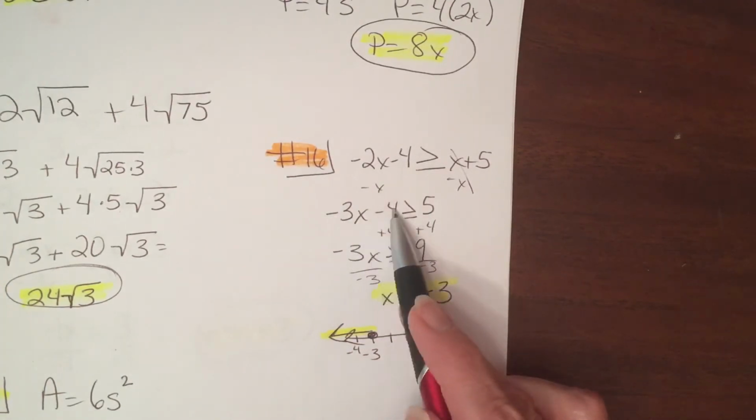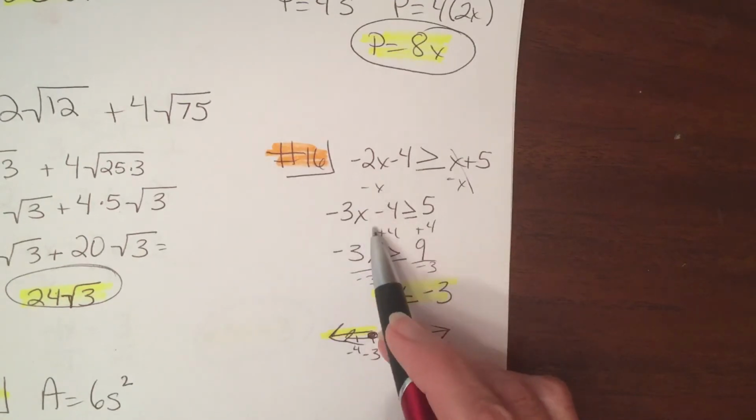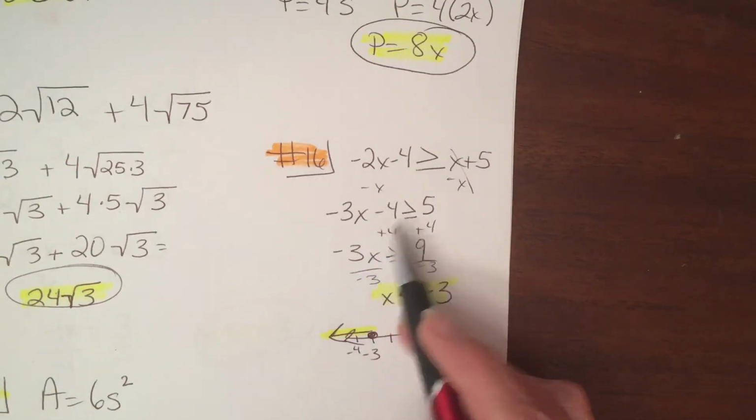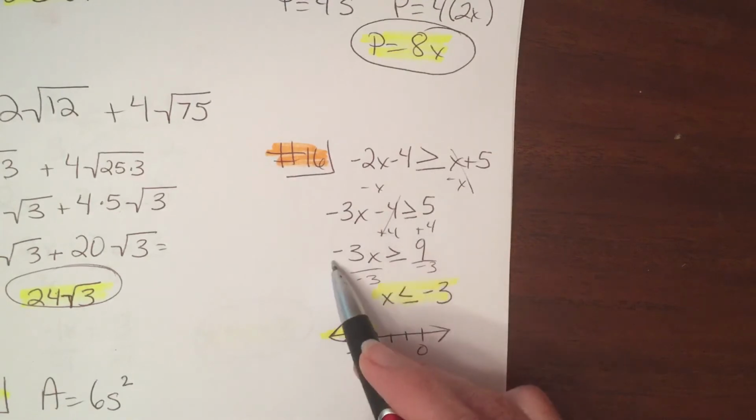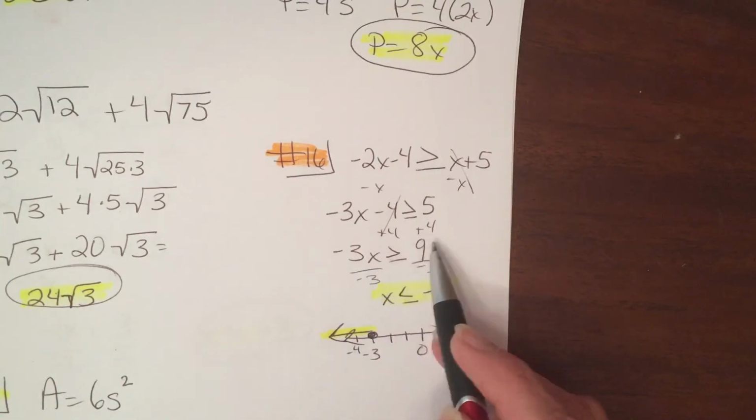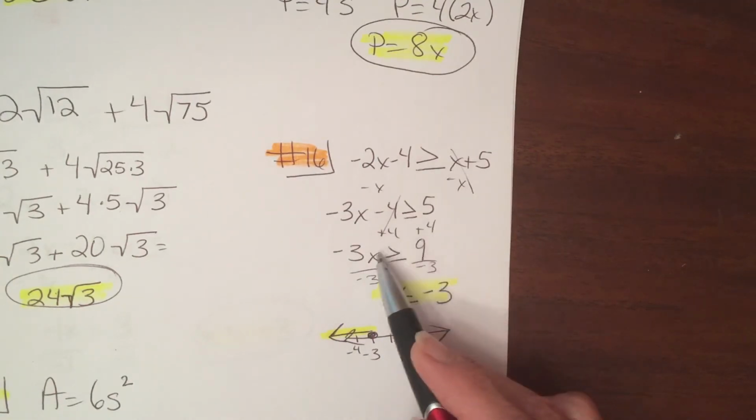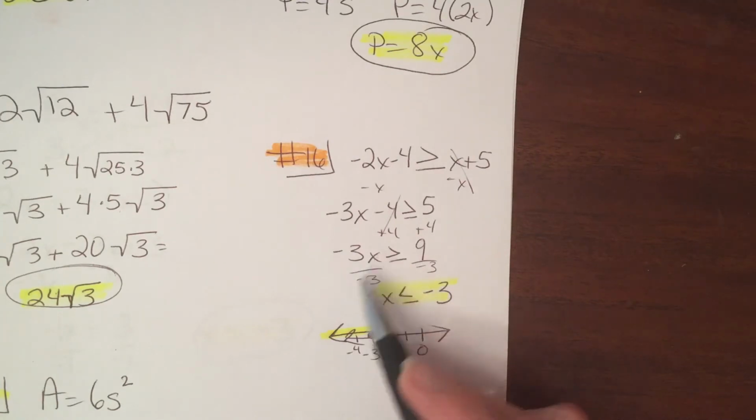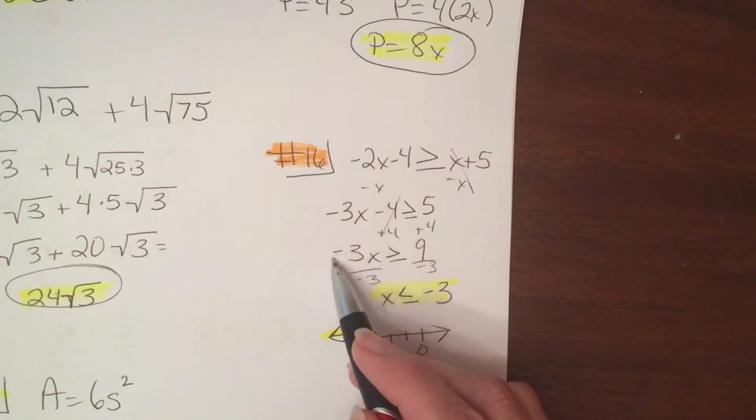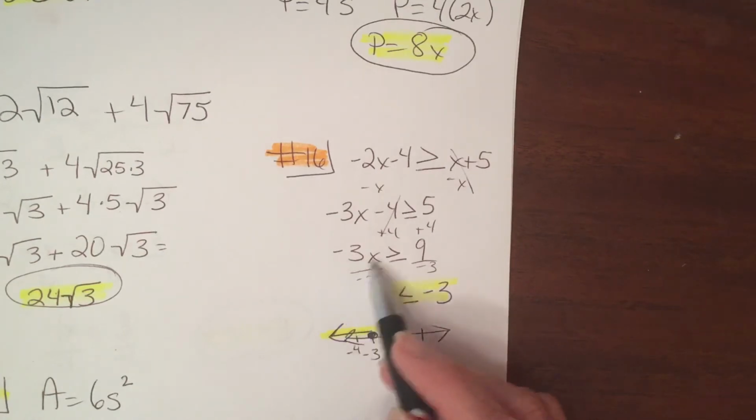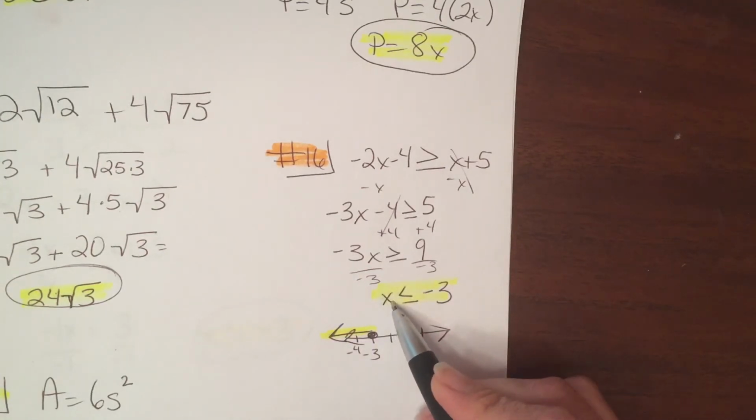And then I wanted to get my negative 4 over here with my 5. So I added a 4 to both sides. Plus 4 here gets rid of these. So now I have negative 3x is greater than or equal to 9. So I need to get x by itself. It's being multiplied by negative 3, so to get it by itself, I divide by negative 3 on both sides. Negative 3x divided by negative 3 leaves me with x.